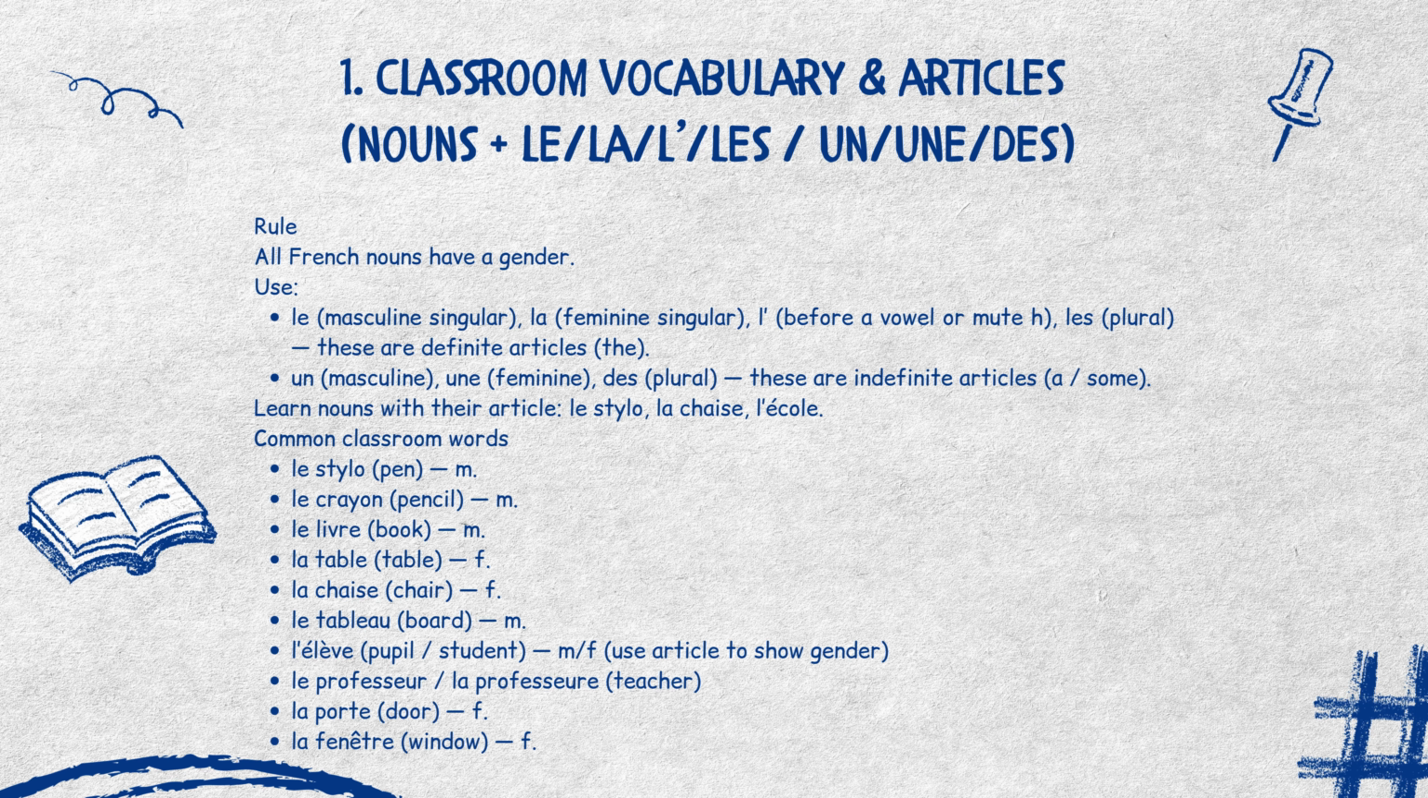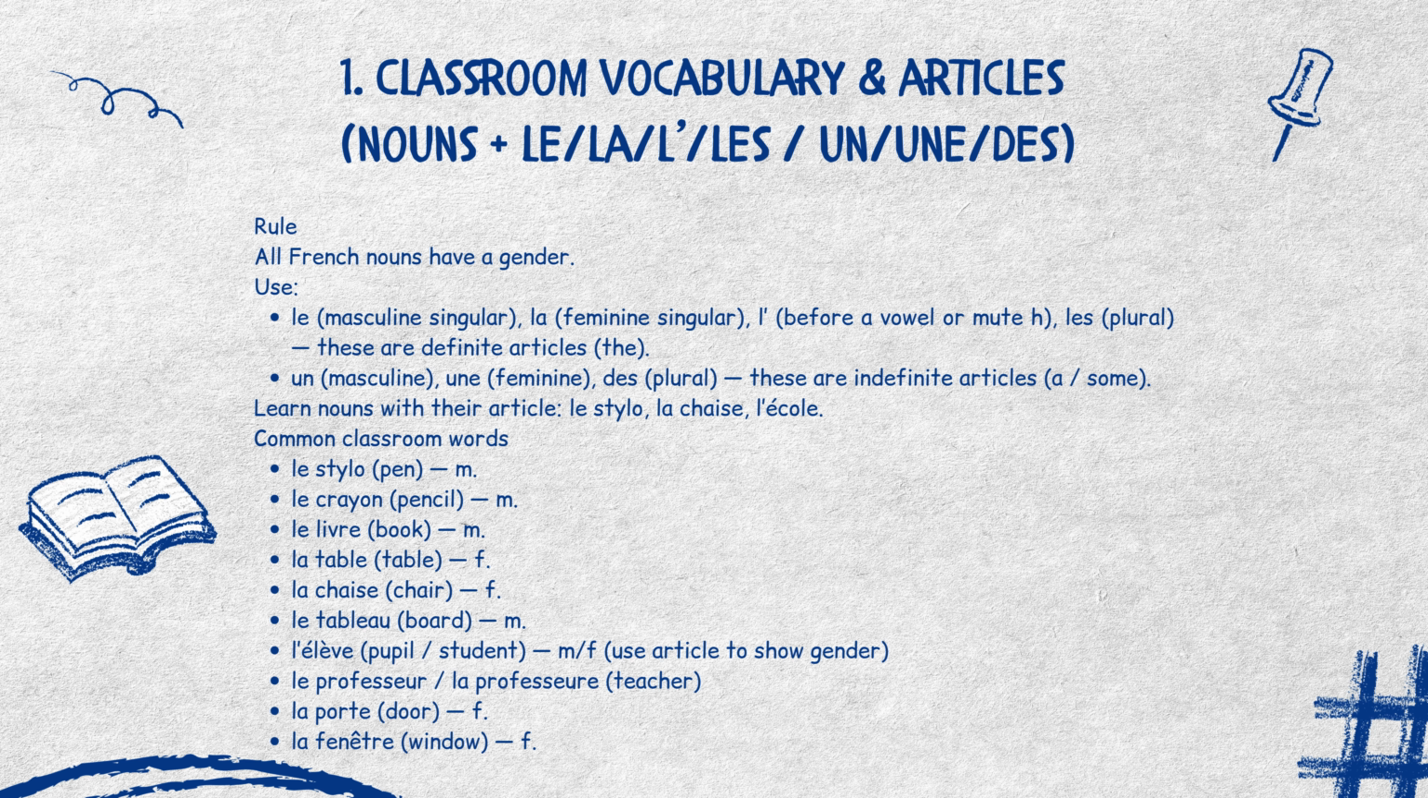Now let's look at indefinite articles. They mean a or some in English. We use indefinite articles when we talk about something not specific or not known yet. In English, we say a or an for one thing and some for more than one. In French, these words also change depending on the gender and number of the noun. There are three forms of indefinite articles.